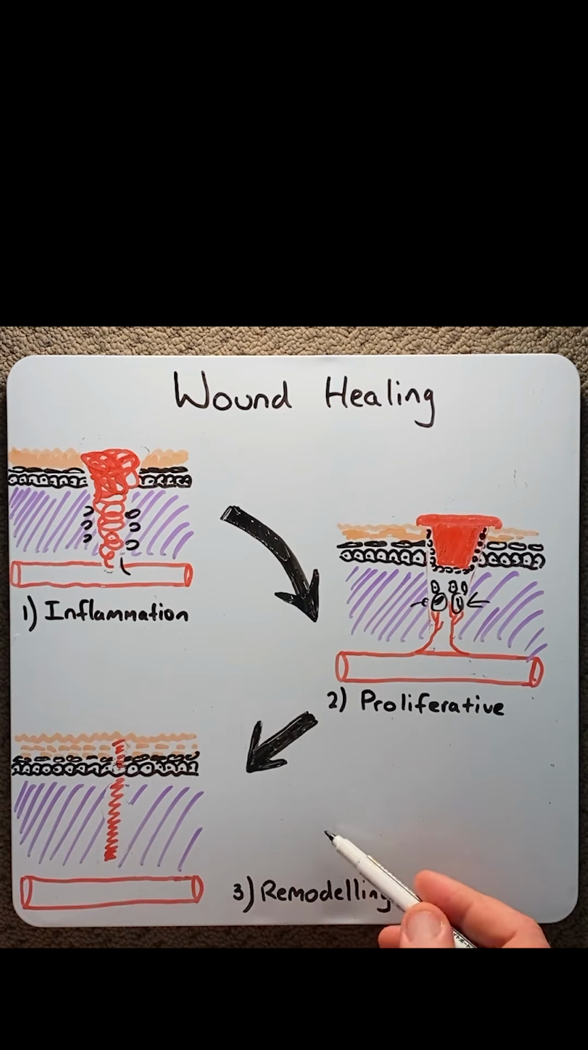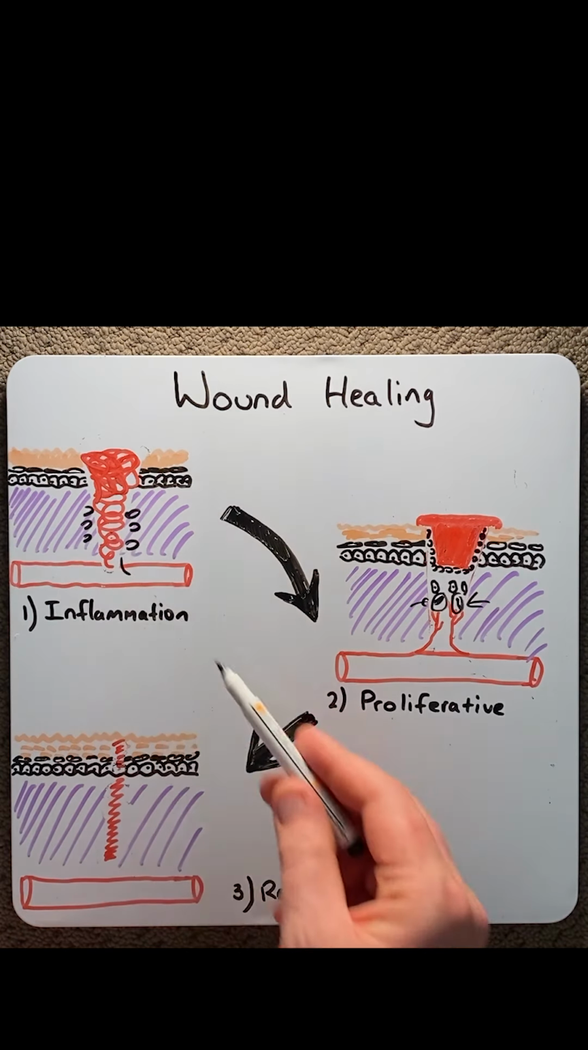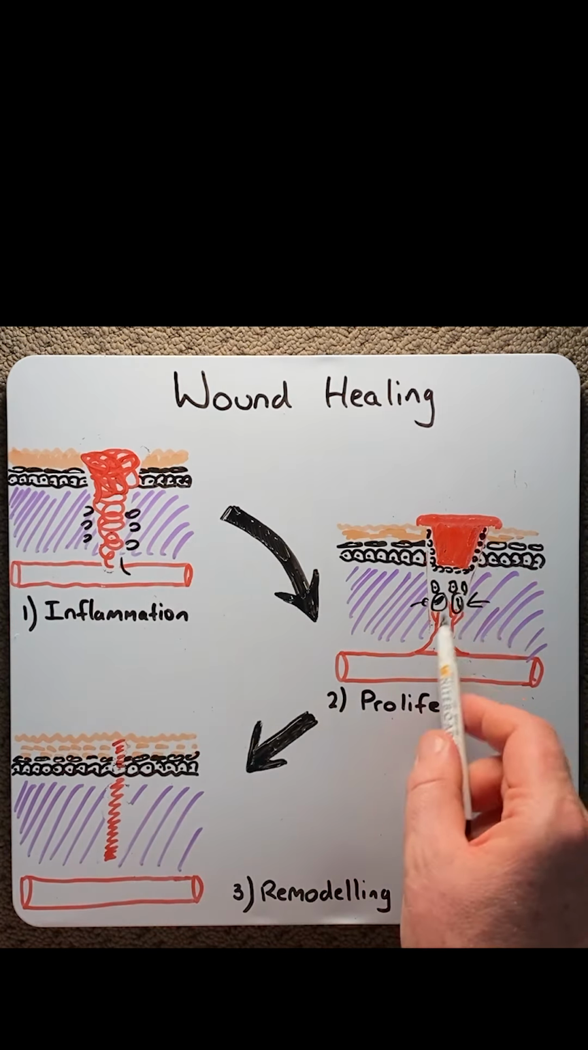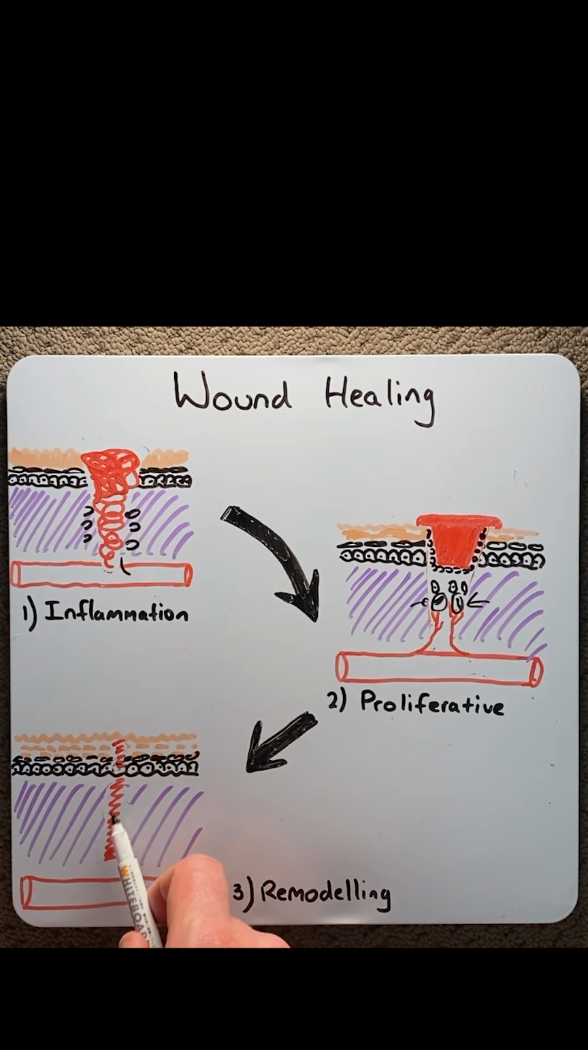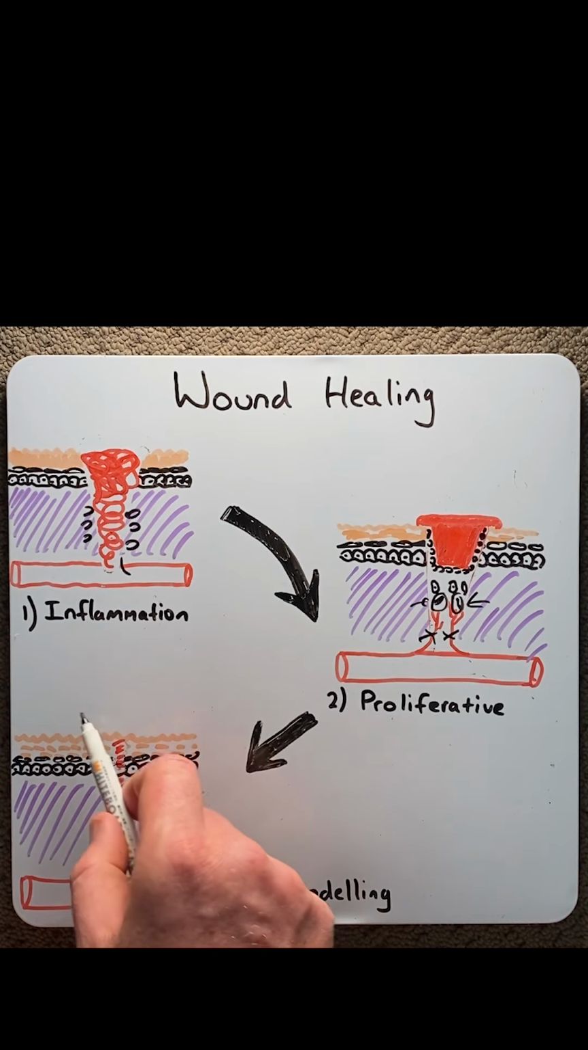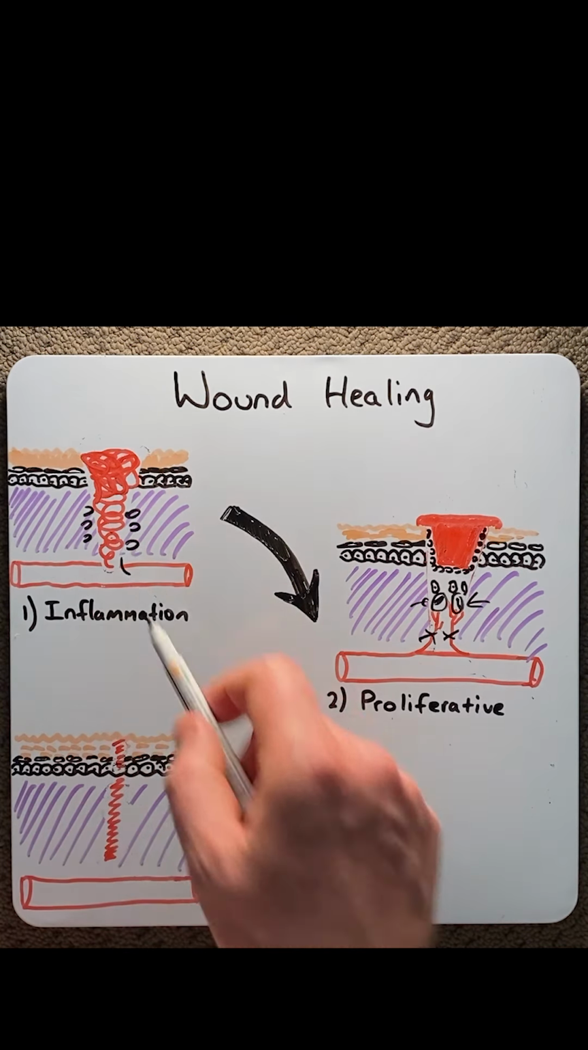Finally, moving to the remodeling phase. This begins 3 weeks after the initial injury. That granulation tissue starts to become more scar tissue. This scar tissue becomes avascular, which means it loses its blood supply. This collagen will start to retract, and then finally the scar will fade away in time and the tissue will go back to its original form.